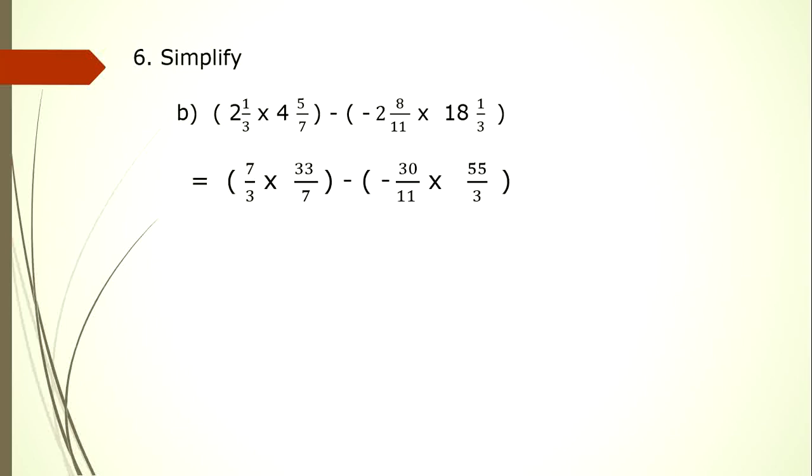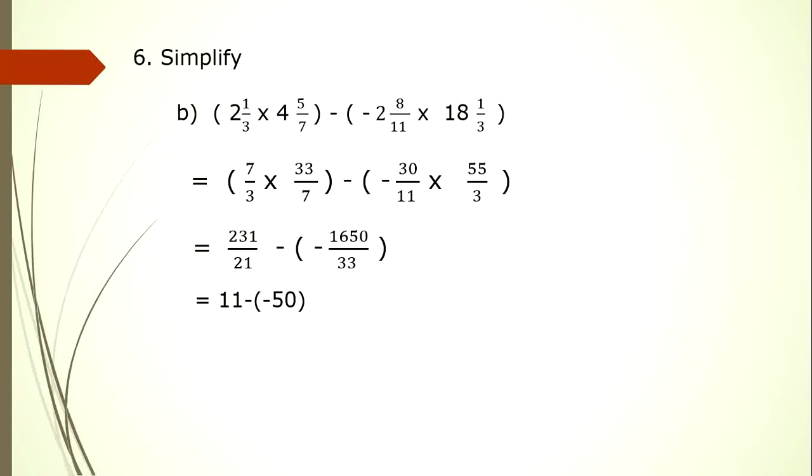So 2 1/3 can be simplified as 7/3. 4 5/7 is nothing but 33/7. And 2 8/11 is 30/11. 18 1/3 will be 55/3. So on multiplying we get 7 into 33, which is nothing but 231/21, minus, and in the second bracket we have the product of a positive and a negative rational number, which gives us a negative rational number. So minus 1650/33.